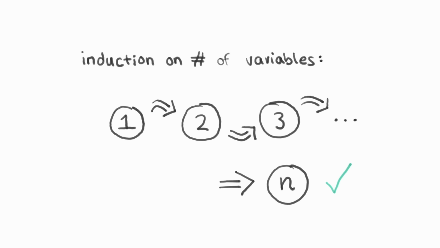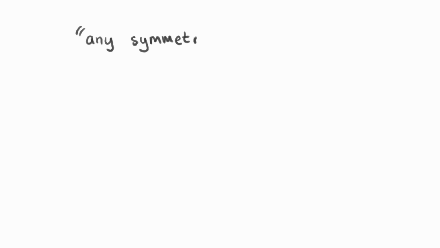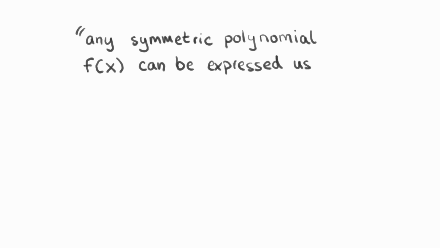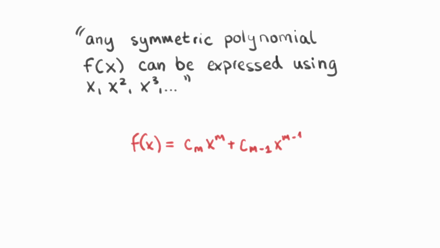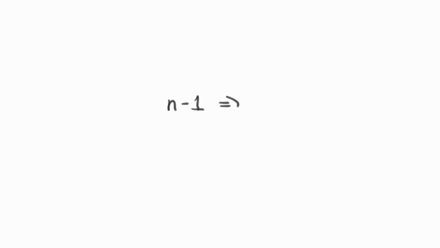That's the idea. Okay, in the first part, we need to prove that any symmetric polynomial in a single variable x can be expressed using power sums of that variable. Now, this statement proves itself when we unpack what it actually means. Power sums in a single variable are simply the powers of that variable, and any polynomial in a single variable is by definition already expressed using powers of that single variable. That was easy, so let's move on to the second part of our proof, the inductive step.